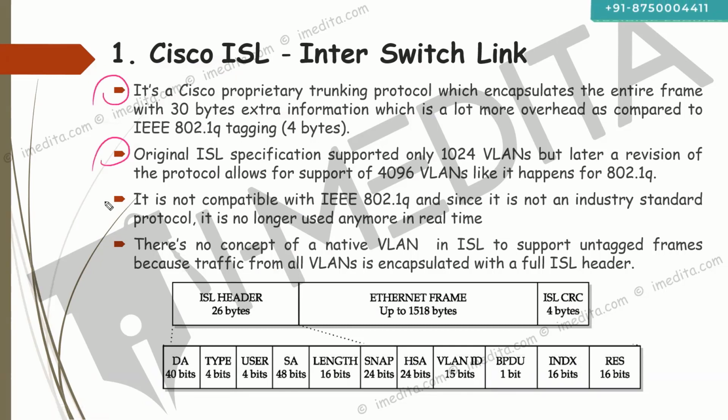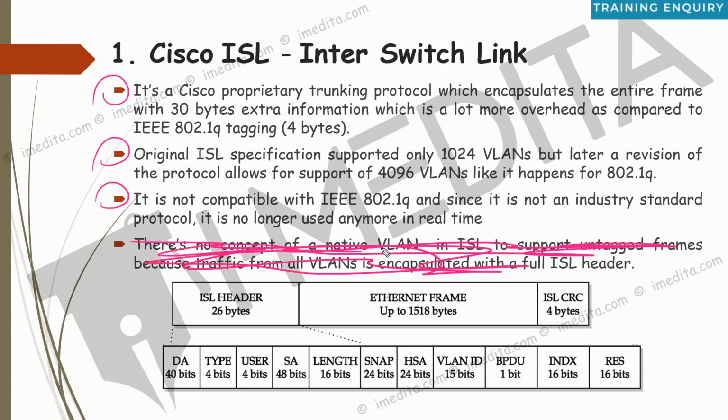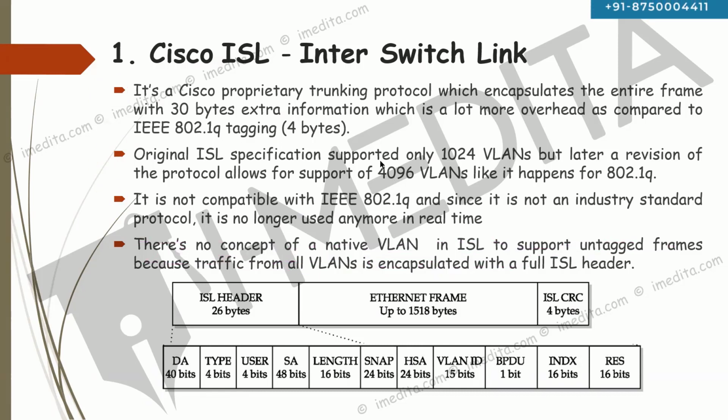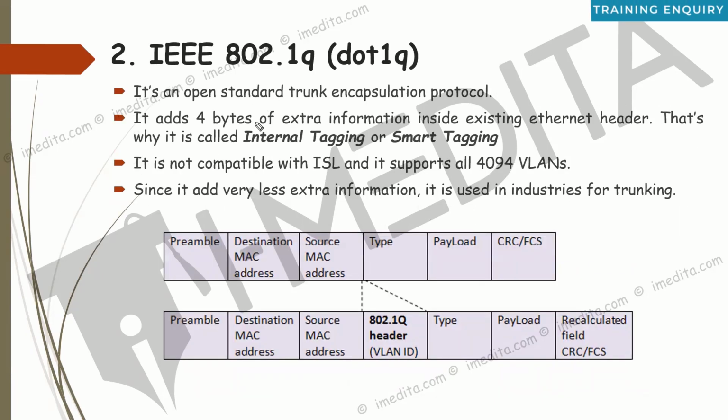Forget about this for the moment. ISL is one of the protocols that we use to perform trunking between the switches. The other protocol that we can use to perform trunking between the switches is called 802.1Q, or generally referred to as .1Q. It is an open standard protocol, right?